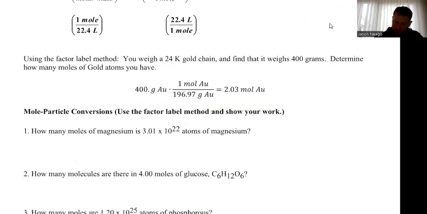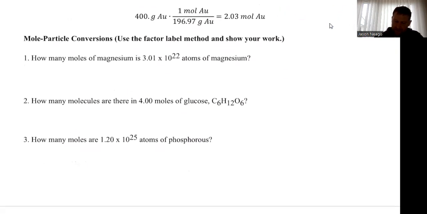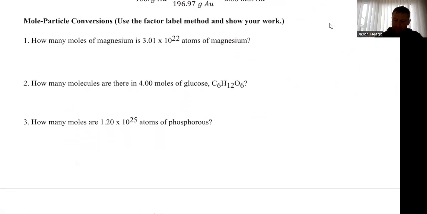So I'm going to come down to section number 1. So in section number 1, we are using moles to particle conversions. So let's look at question number 1. So in question number 1, it says how many moles of magnesium is 3.01 times 10 to the 22nd atoms of magnesium.